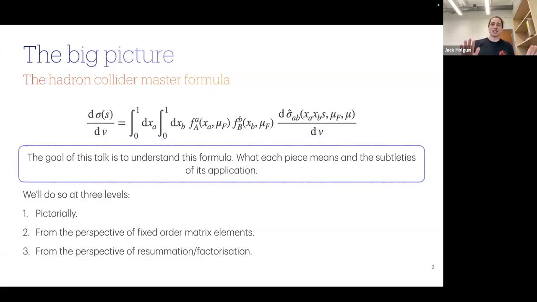So this is the big picture. The goal of the talk is to understand this formula and what all the ingredients mean. This is sometimes referred to as the master formula for processes at hadron colliders. And I'm going to do this at 3 levels. I'm going to do it pictorially first. Then I'm going to talk about some fixed order matrix element calculations. And then I'm going to try and link that into a perspective from resummation and what the factorization is really saying. We'll see how far I get. I've got a lot of slides, and I'm very open to questions as I go along.